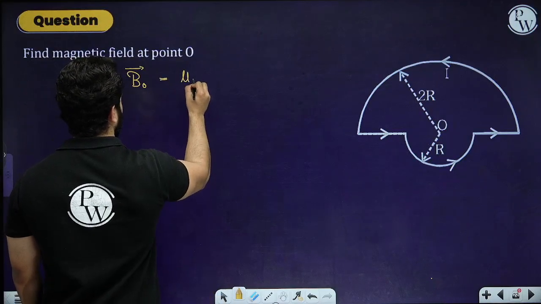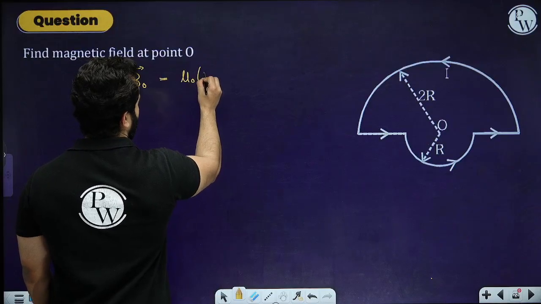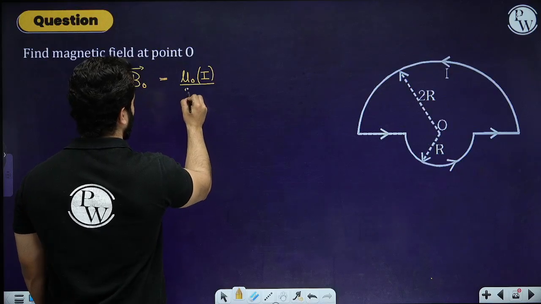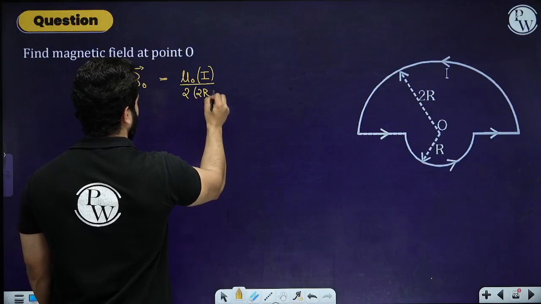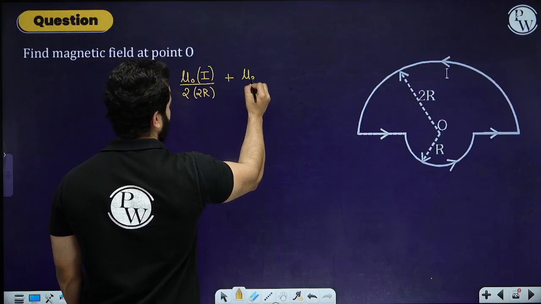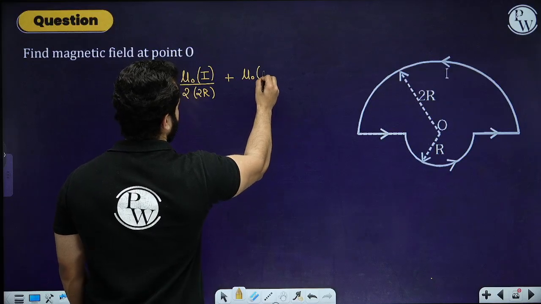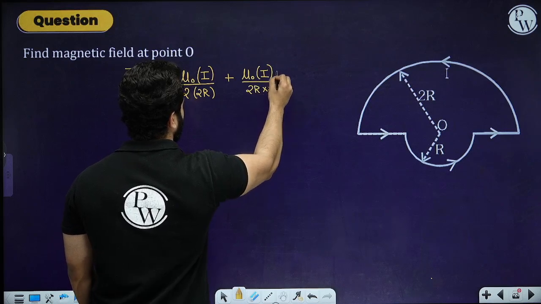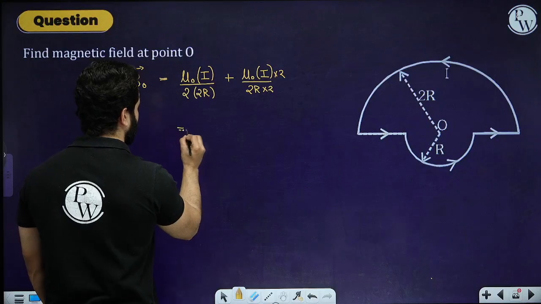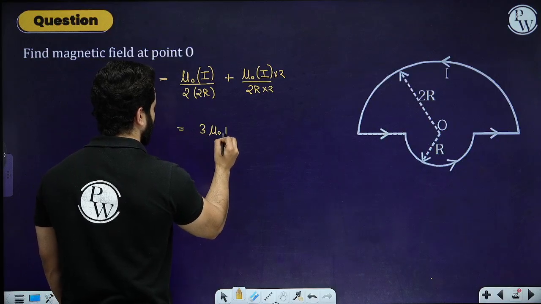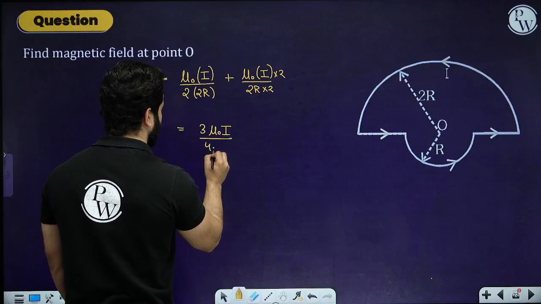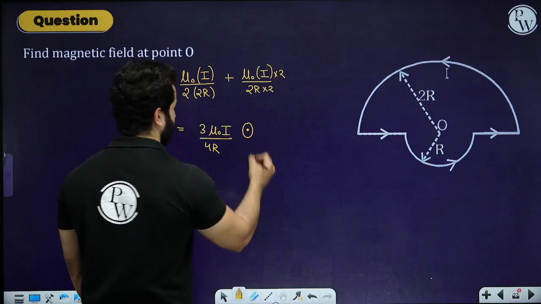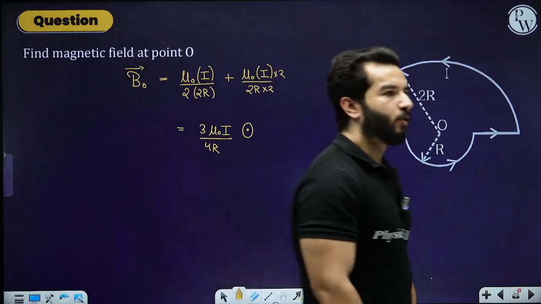So we'll write mu naught times I upon 2r plus mu naught times I upon 2r. So I'll multiply 2 over here. So this will become 3 mu naught I upon 4r, and the magnetic field is going to be dot.